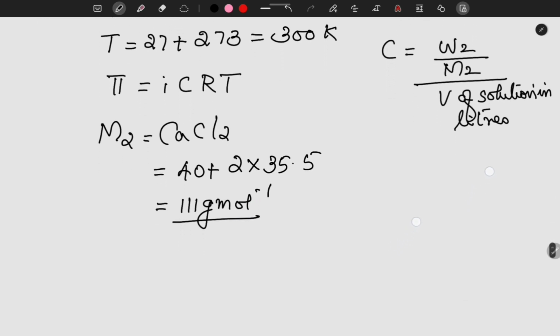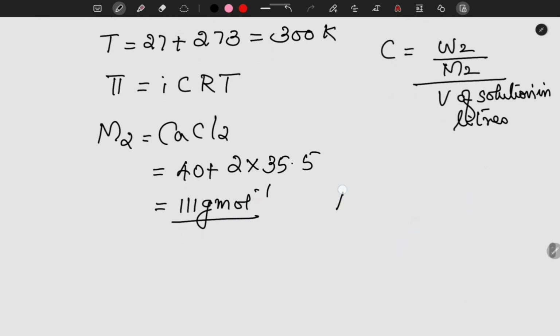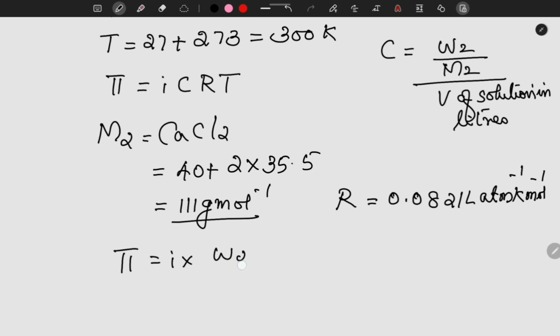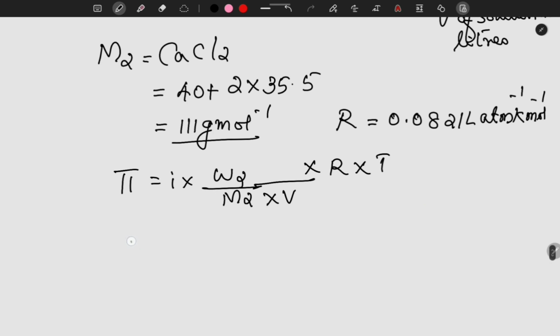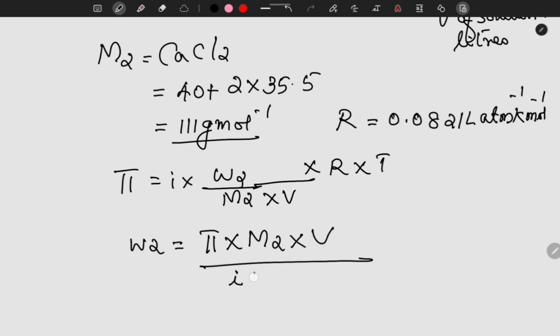Now let us substitute in the equation. R value, let us write 0.0821 liter atmosphere Kelvin raised to minus 1 mole raised to minus 1. Now pi is equal to i into W2 by M2 into volume in liters into R into T. Therefore, W2 is equal to pi into M2 into V divided by iRT.